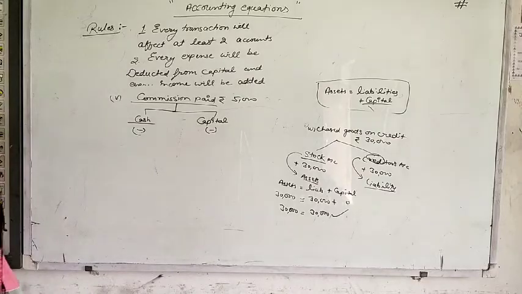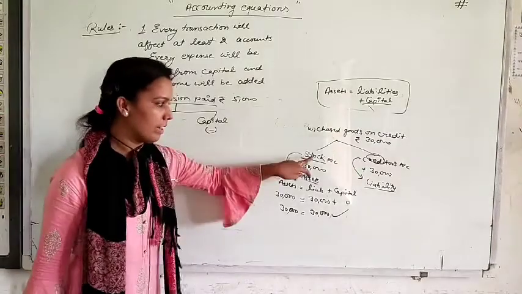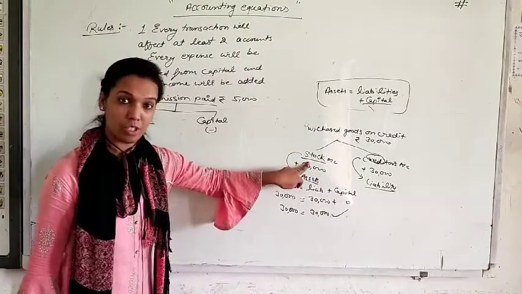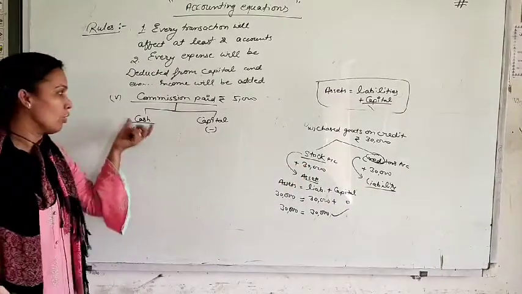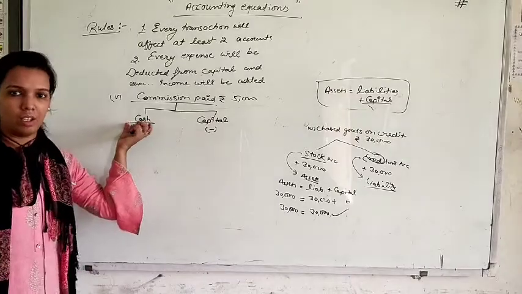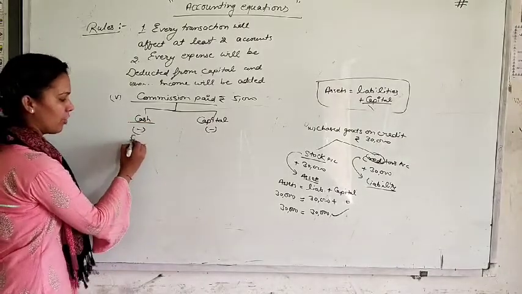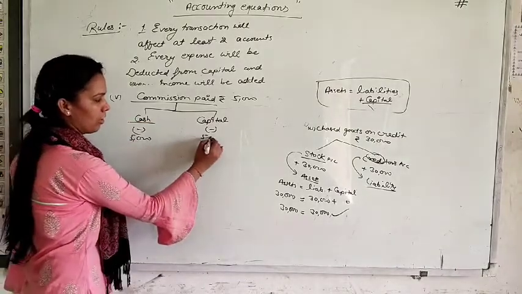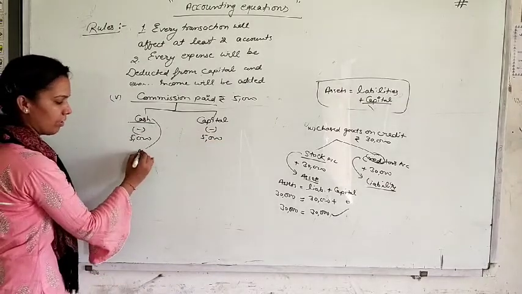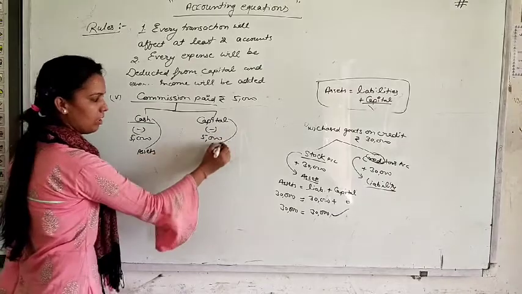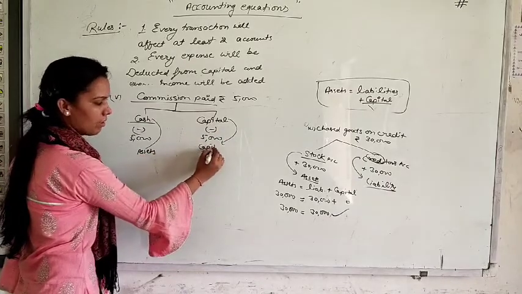You can see here that when we were purchasing goods, that time the stock account was an asset. But commission is not your asset. Commission will affect your cash, that is your asset. So your cash will decrease by 5,000 and here your capital will decrease by 5,000. Cash is your asset, and capital is already ahead.